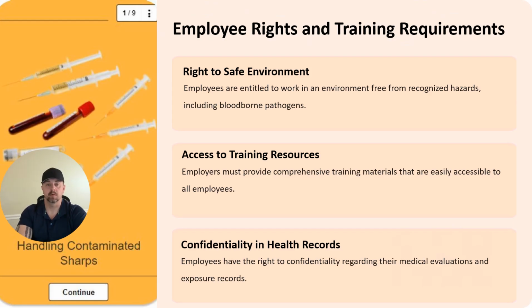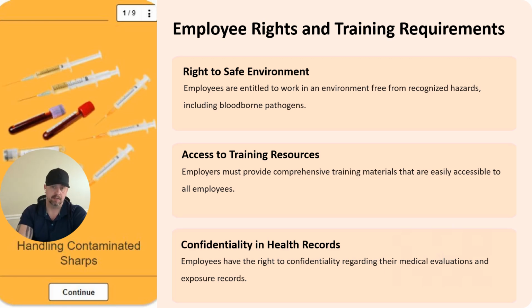Employee rights and training requirements. Right to safe environment. Employees are entitled to work in an environment free from recognized hazards, including bloodborne pathogens. Access to training resources. Employers must provide comprehensive training materials that are easily accessible to all employees. Confidentiality in health records. Employees have the right to confidentiality regarding their medical evaluations and exposure records.